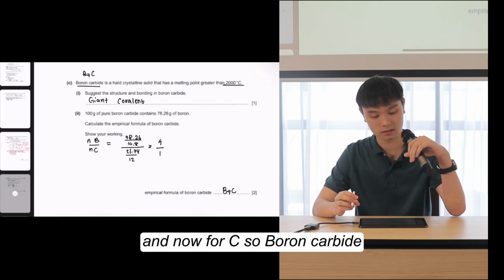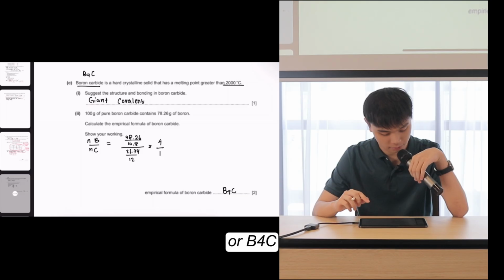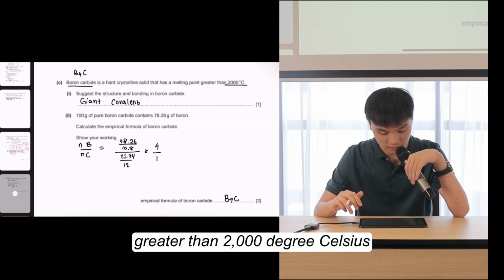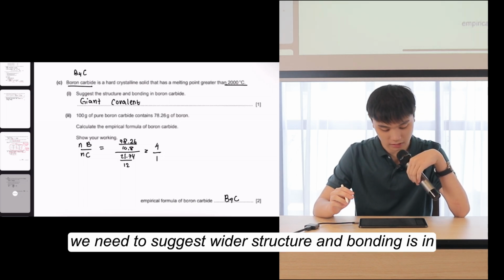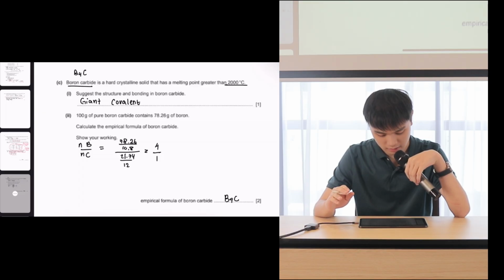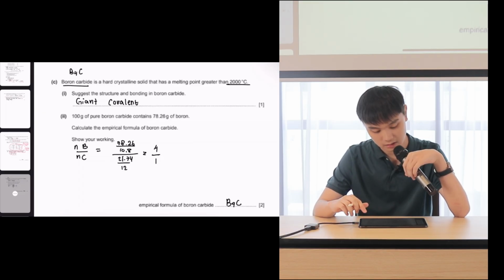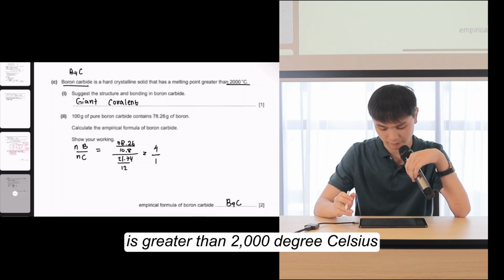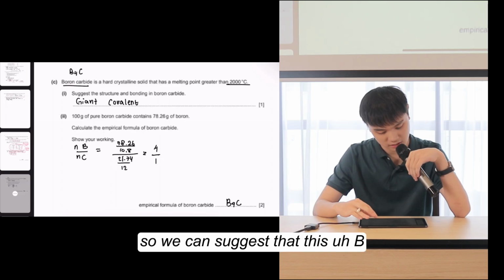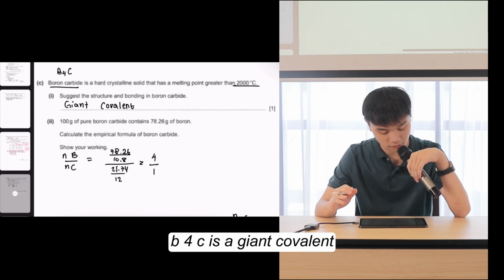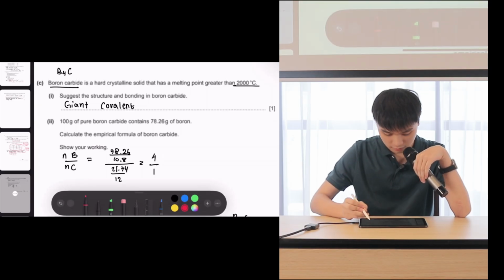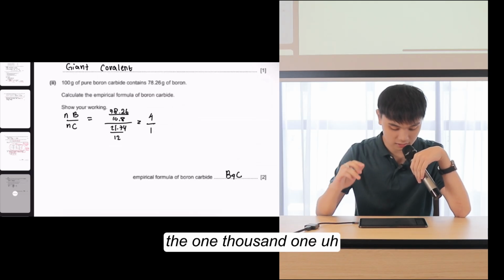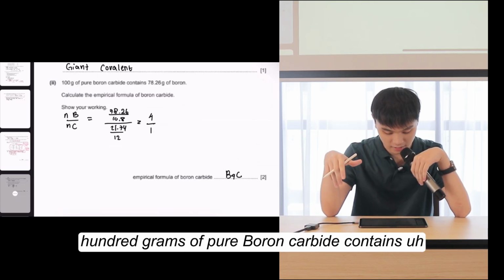And now for C. So boron carbide, or B4C, is a hard crystalline solid that has a melting point greater than 2000 degrees Celsius. For CI, we need to suggest why the structure and bonding is in boron carbide. So since the melting point is greater than 2000 degrees Celsius, we can suggest that this B4C is a giant covalent bonding.